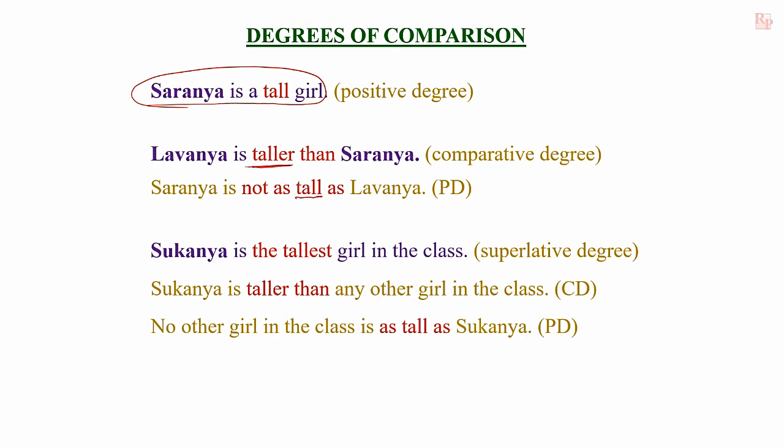In the next example, Sukanya is the tallest girl in the class. "Tallest" is used, and so it is the superlative degree. It can be changed into the comparative degree also by changing it like this: Sukanya is taller than any other girl in the class. In the same way, it can be changed into the positive degree: No other girl in the class is as tall as Sukanya. Here, "tall" is the positive degree, "taller" is the comparative degree, and "tallest" is the superlative degree.